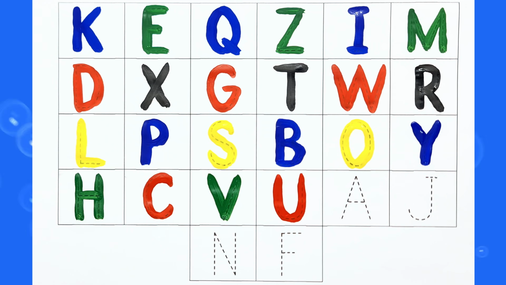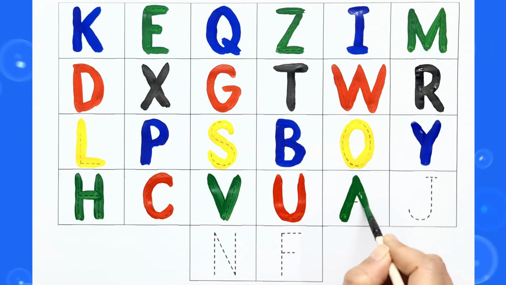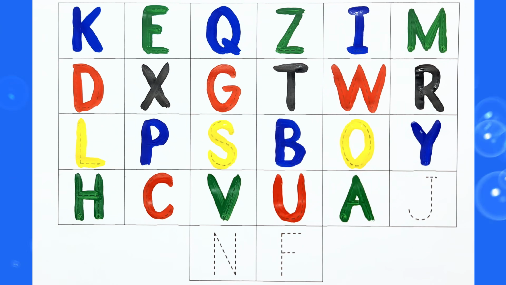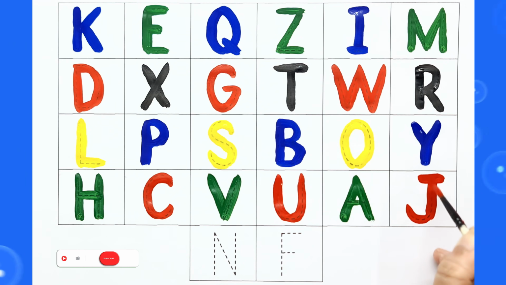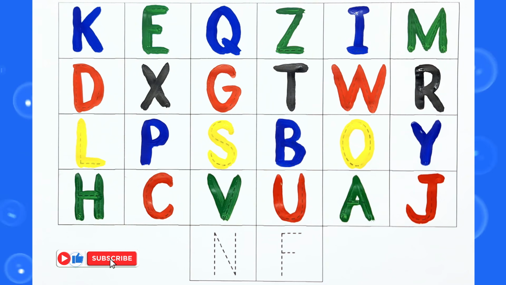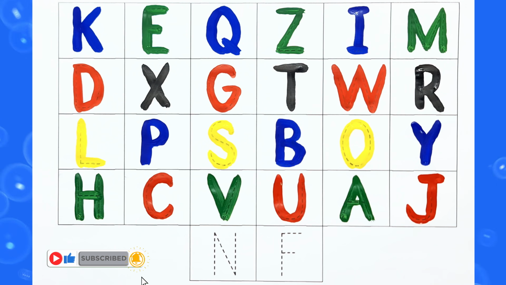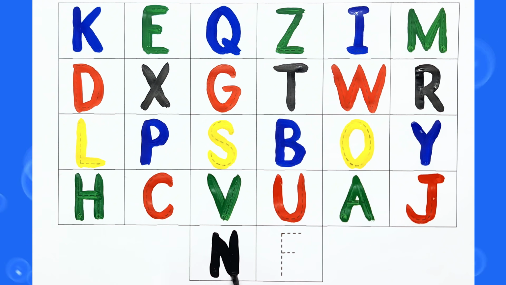U for unicorn. A for alligator. J for juice. N for nose. And F for fish.